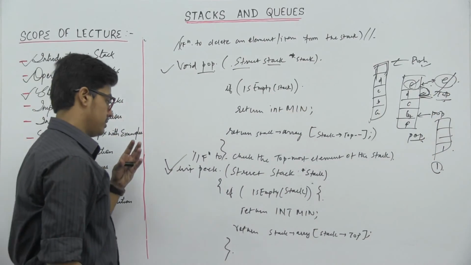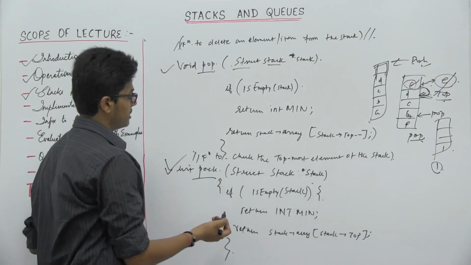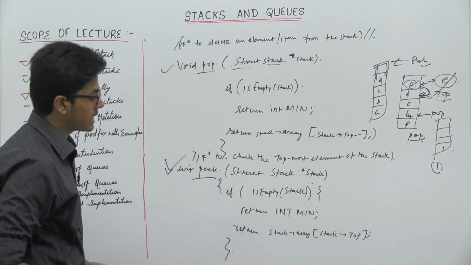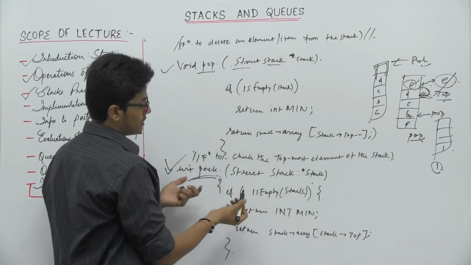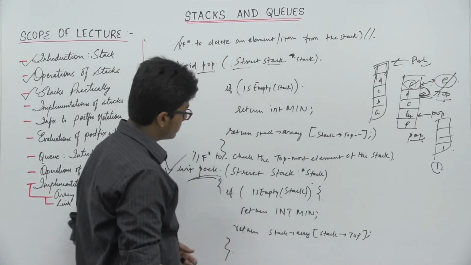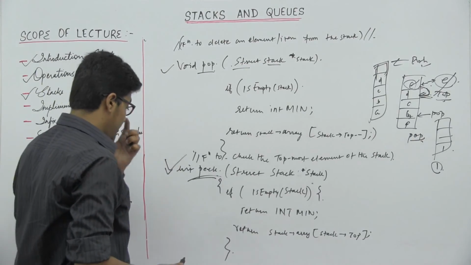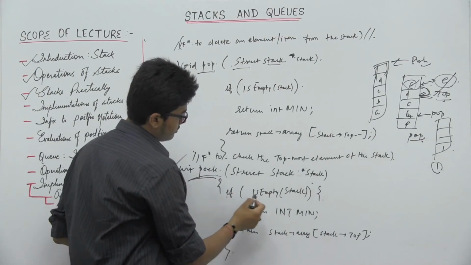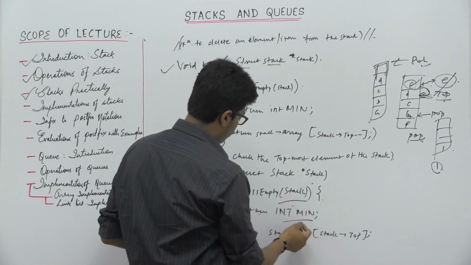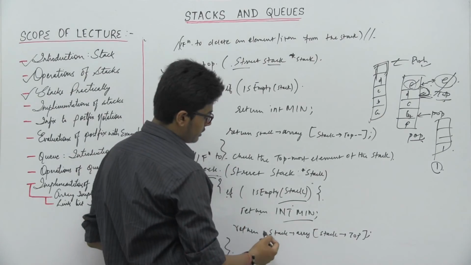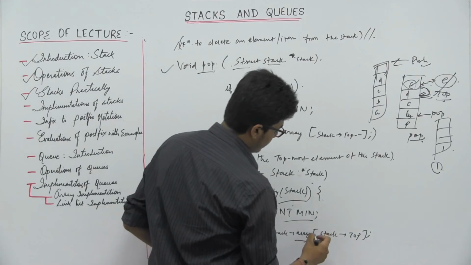Now in the peek condition, we already discussed that peek is to check the topmost element of the stack. To check the topmost element, we define an integer peek function, and inside the function pass an argument. Inside the function we check if the stack is empty or not. If the stack is empty, then return int min, and if not empty, then return stack array, that is stack of top.